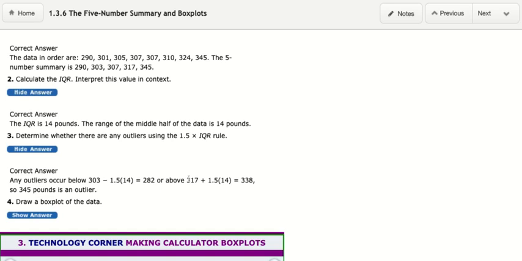So we have to check the other end. So we take 317 plus 1.5 of 14, and then we find out we get 338. Here's the issue. 338 is as far as we can go before we get outside of what we really consider to fit the data. And this 345 right here, that is too big. That's farther than 338, and that's why 345 is considered an outlier in this situation.